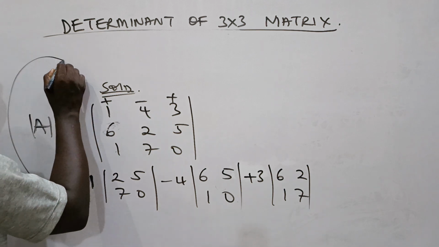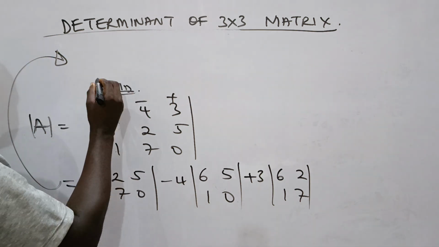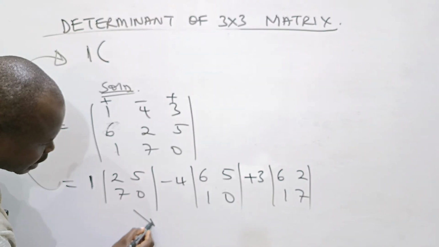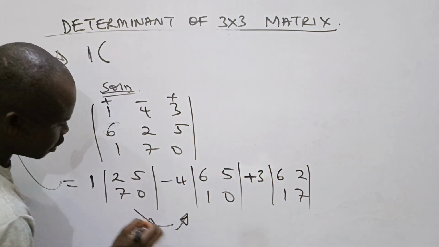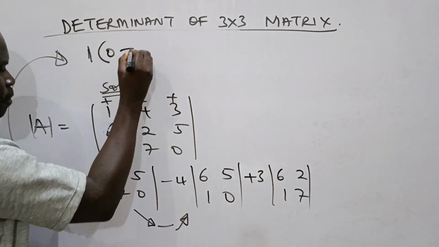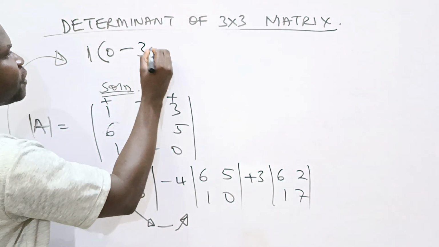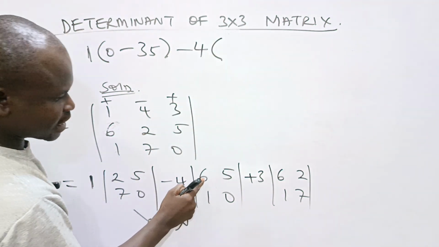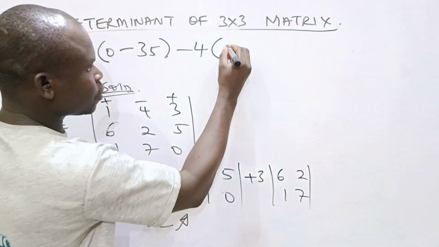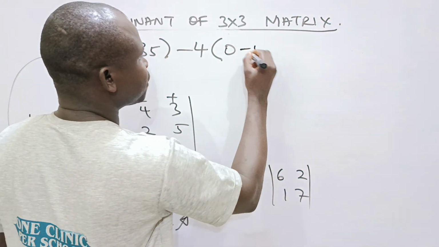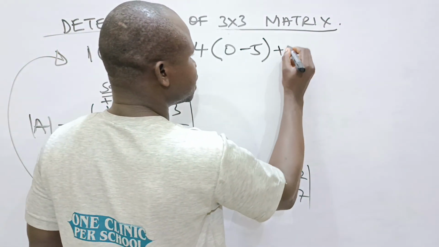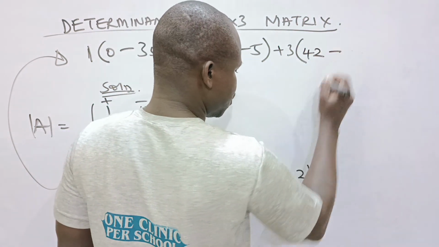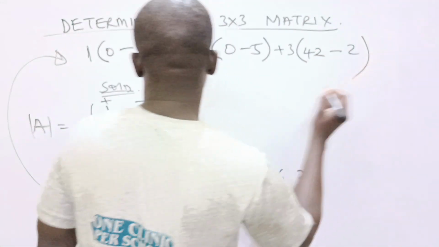So from here, this is equal to 1 into bracket. Of course, we know what to do: the leading diagonal minus the other diagonal. 2 times 0 is 0, minus 7 times 5, 35. Then plus minus 4 into bracket: 6 times 0, 0, minus 1 times 5, 5. Then we have plus 3 into bracket: 6 times 7, that is 42, minus 1 times 2, that is 2. That's what we are going to get.